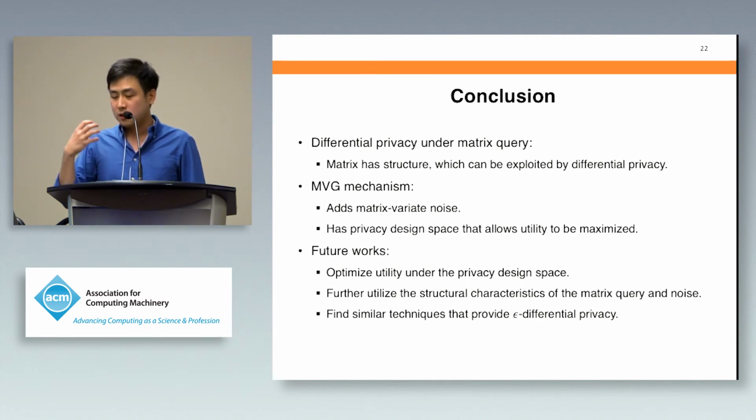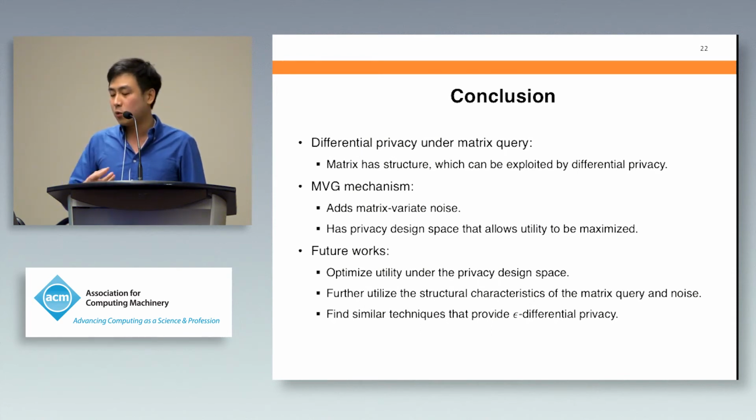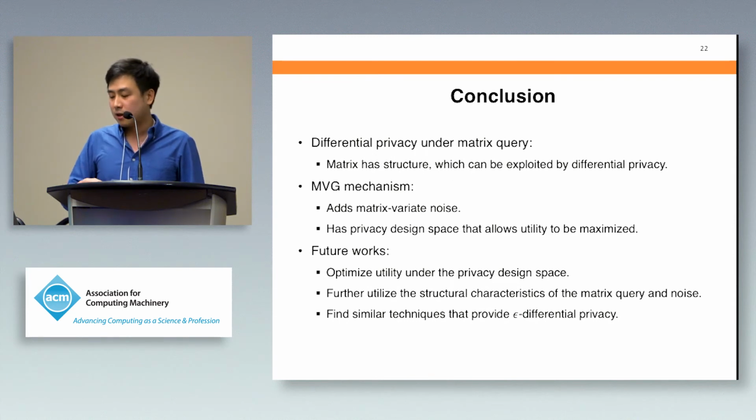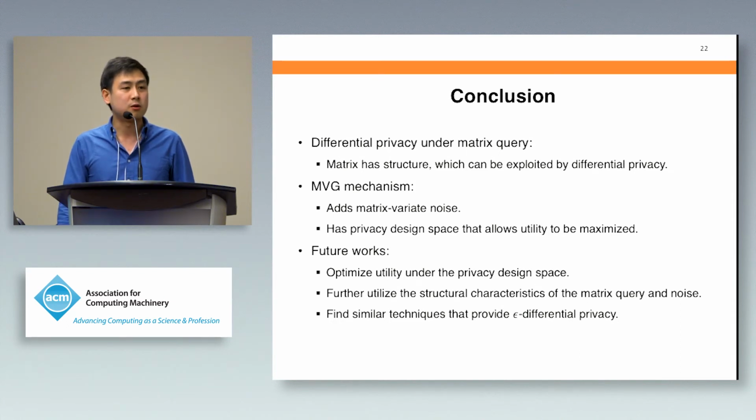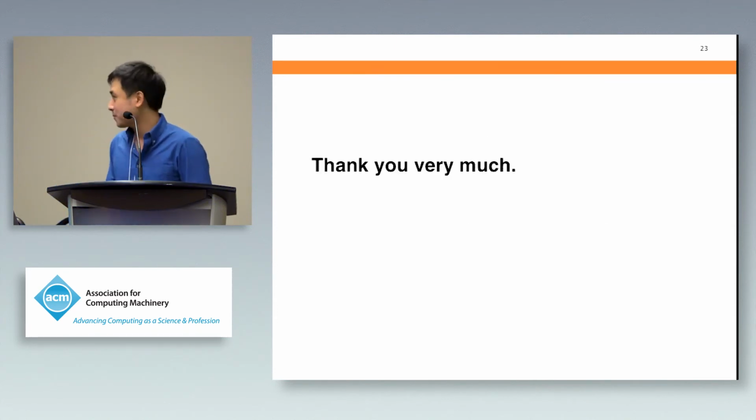And two is, again, the key property of a matrix is the fact that it has structure. So we believe that we can further utilize the structural characteristics of the matrix, both the query and the noise, to reduce the noise added. And finally, I think it would be interesting to find similar techniques that would provide epsilon differential privacy for matrix-valued queries, possibly a matrix version of the Laplace mechanism. And that's it. Thank you very much.